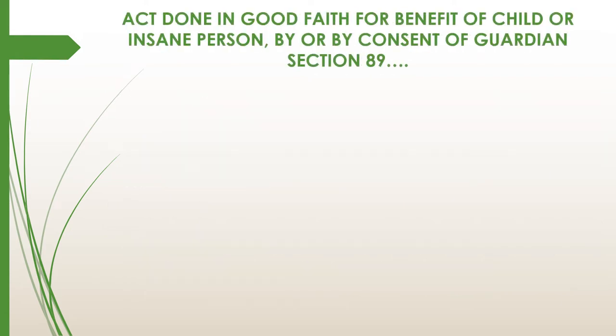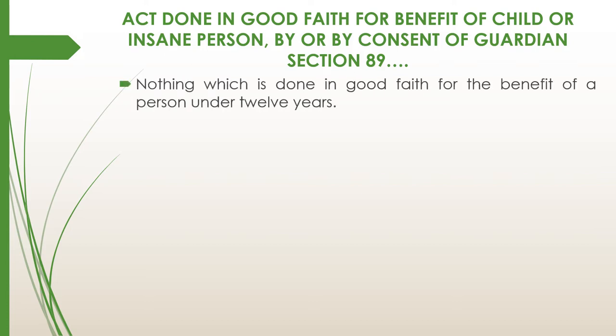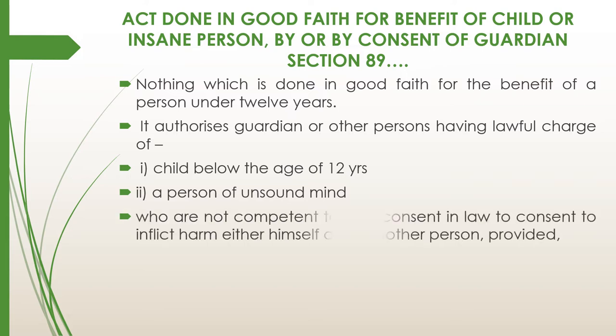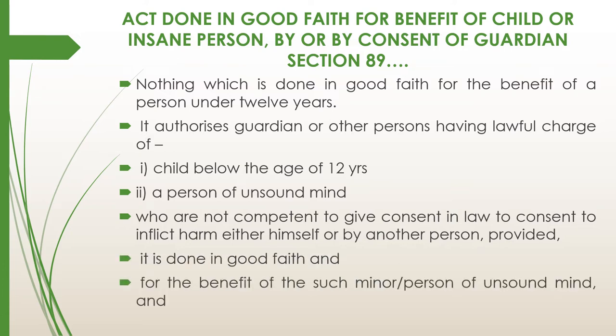The next is Section 89, which also describes the act done in good faith for the benefit of a child or insane person, where the consent is given by the guardian. It says that nothing which is done in good faith for the benefit of a person under 12 years authorizes a guardian or other person having lawful charge of, first, a child below the age of 12 years, and second, a person of unsound mind, who are not competent to give consent in law, to consent to inflict harm either himself or by another person, provided it is done in good faith, secondly, for the benefit of such minor or person of unsound mind, and the act is not either immoral or illegal.